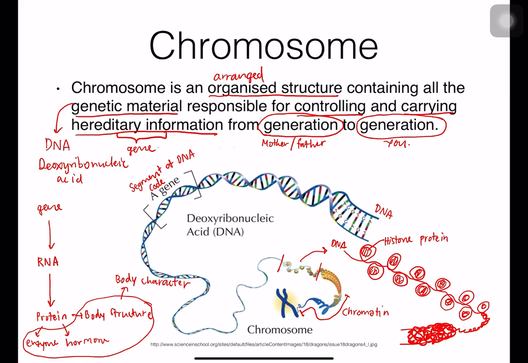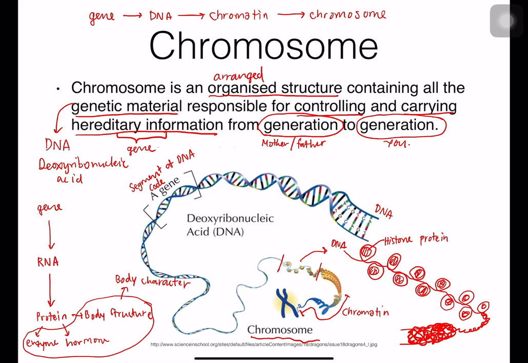This chromatin generates the structure of the last word, chromosome. So if you want to arrange the words from the smallest, it is gene, then the level of DNA, then the level of chromatin, and the next level is chromosome. Okay, this is how we arrange from the smallest to the largest.